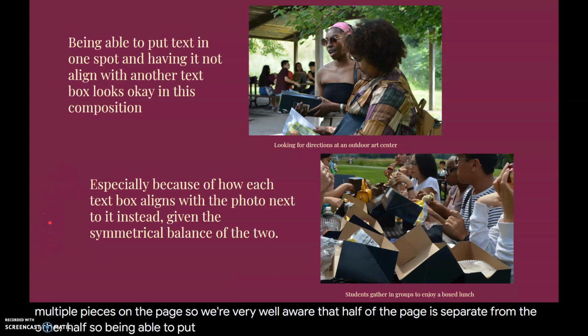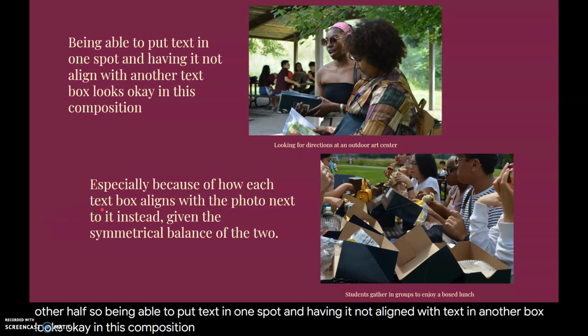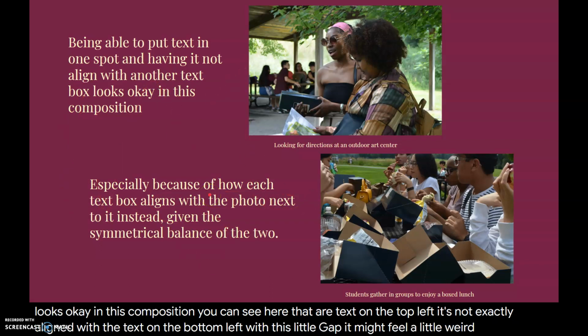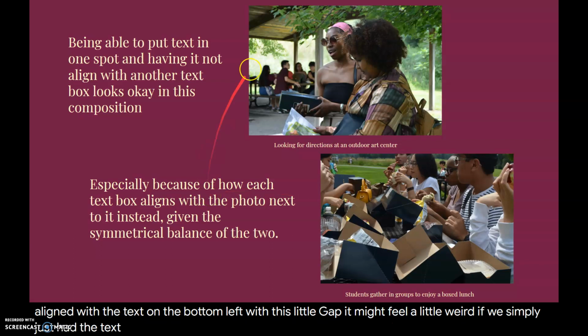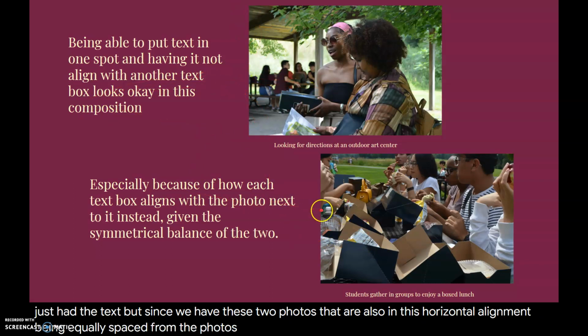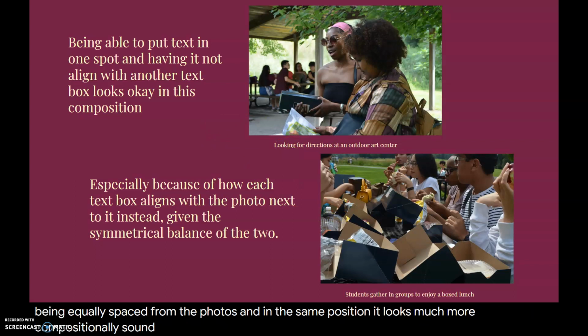So being able to put text in one spot and having it not align with text in another box looks okay in this composition. You can see here that our text on the top left does not exactly align with the text on the bottom left. We have this little gap. It might feel a little weird if we simply just had the text. But since we have these two photos that are also in this horizontal alignment, being equally spaced from the photos and in the same position, it looks much more compositionally sound given the balance of the two.